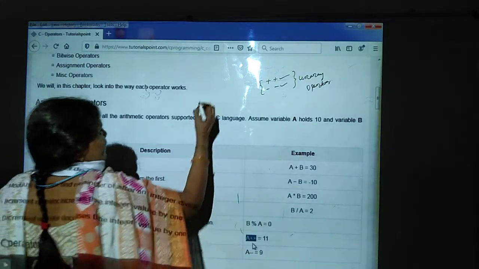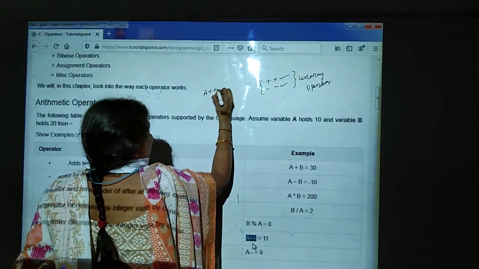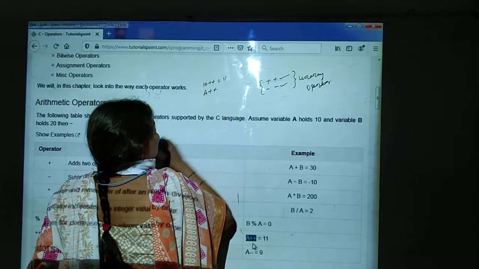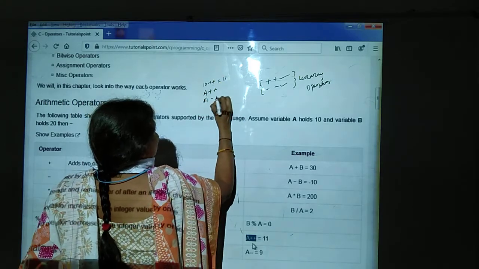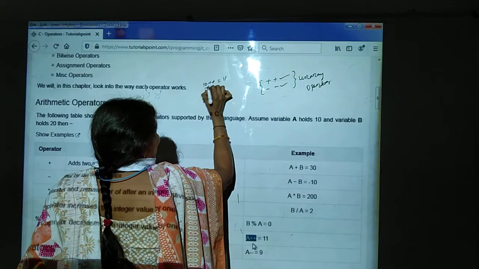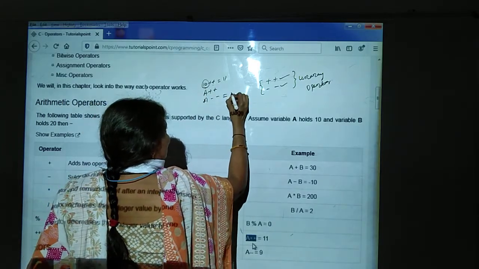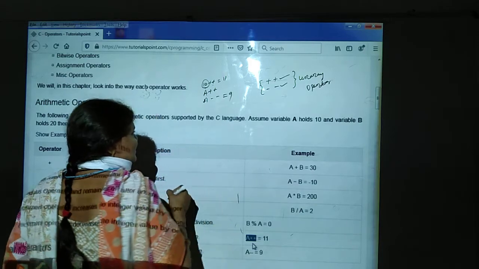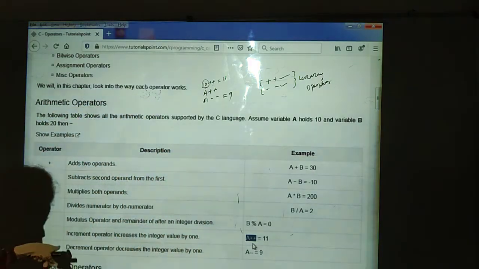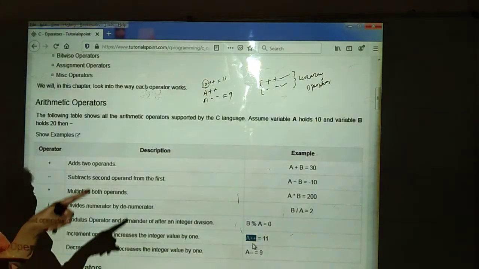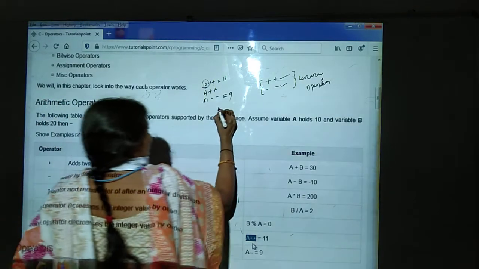By using a plus plus, what is the a value? 10. Plus plus means it should be incremented to 11. One value will be incremented. A minus minus, where a is already 10, will be decremented to 9. Like that we are going to be displaying. So whenever we perform increment and decrement operations, they should be classified into two ways: pre-increment and post-increment.